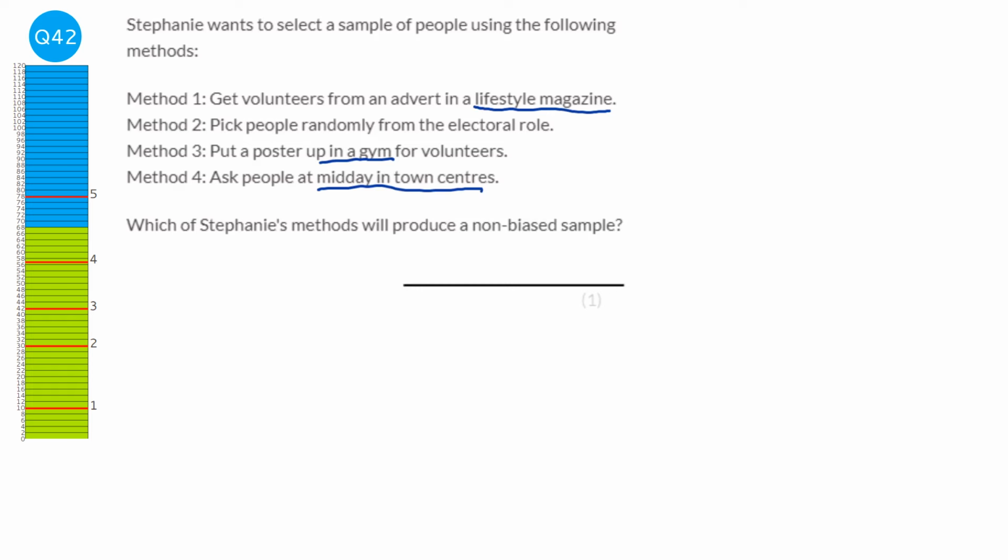The only one here that gives everyone an equal chance of being picked is this one here. Okay, so picking people randomly from the electoral roll. There are some groups of people who might choose not to be on the electoral roll, but looking at the four methods, this one is by far the most fair sample.